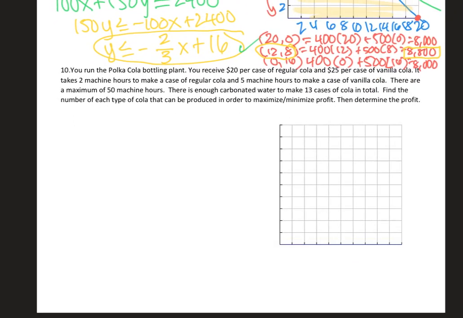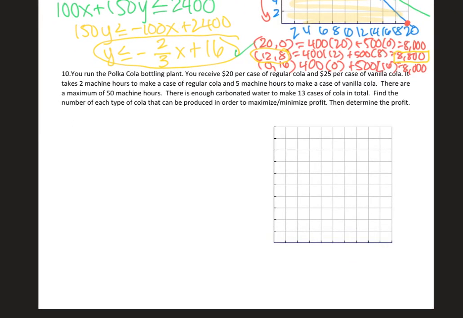All right, the next one, you run a bottling plant. Okay, you receive $20 per case of regular cola and $25 per case of vanilla. It takes 2 machine hours to make a case of regular cola and 5 hours to make a case of vanilla. There are a maximum of 20 machine hours. There is not enough carbonated water to make 13 cases of cola in total. Find the number of each type of cola that is produced to make the maximum amount.